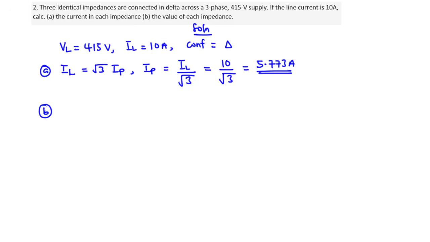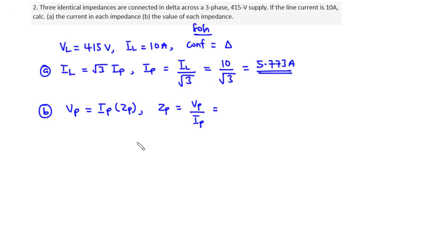B, we are asked to find the value of each impedance. Now, because the system is a balanced system, the voltage per phase is equal to the current per phase times the impedance per phase. From this relation, we can find the impedance per phase. So the impedance in each phase, or the value of each impedance, is the voltage per phase divided by the current per phase.